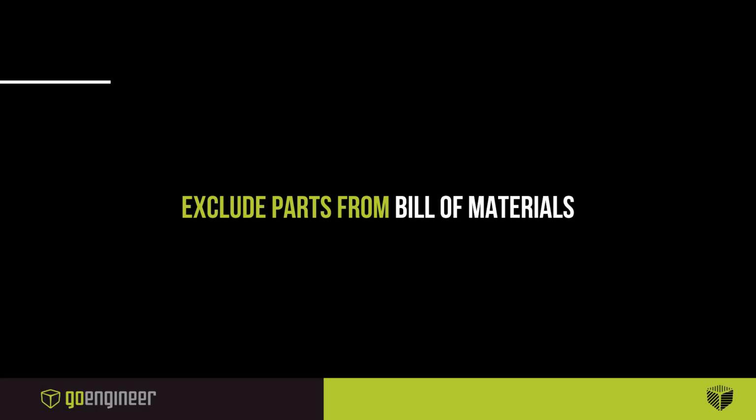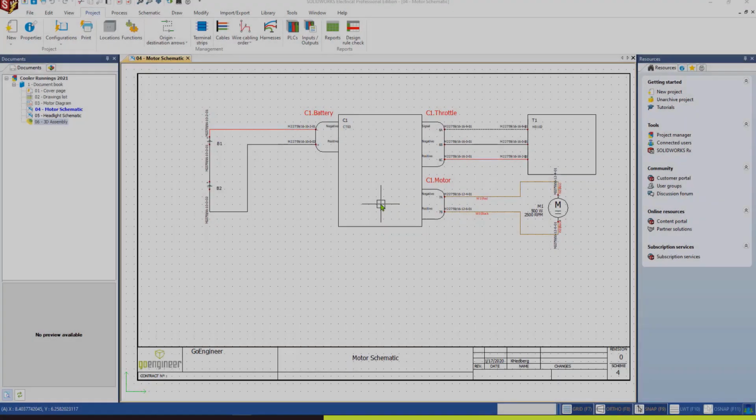Okay, so the next thing that's been included in 2021 SOLIDWORKS Electrical is the ability to exclude parts from the bill of materials. Sometimes you want to represent a part in your bill of materials, and sometimes you want to represent stuff on the page but not have it show up in your bill of materials. So now we have options to do that.